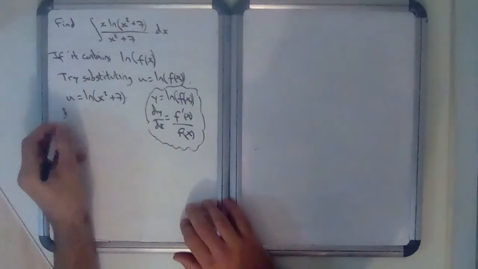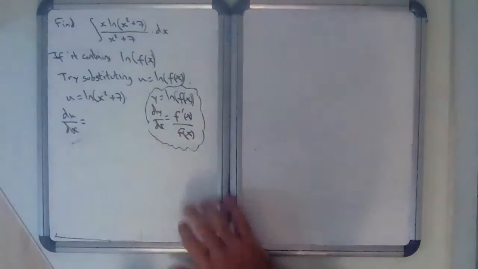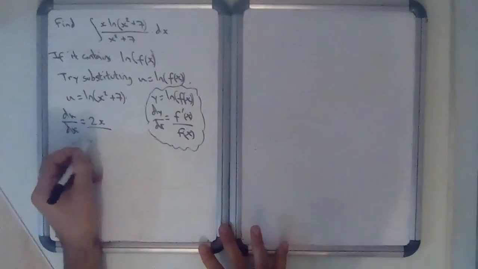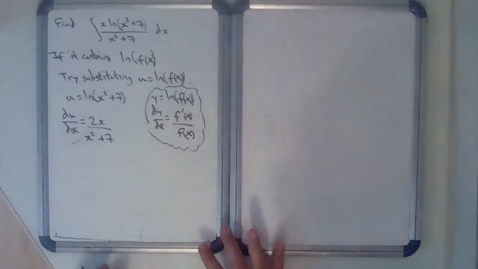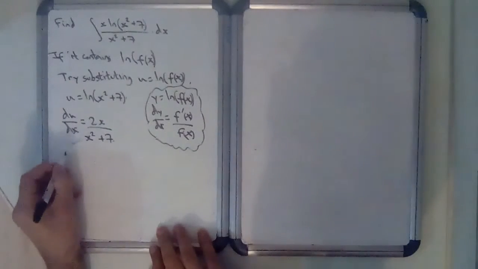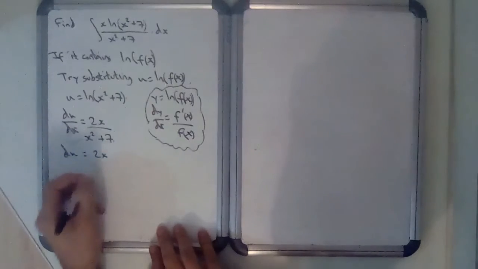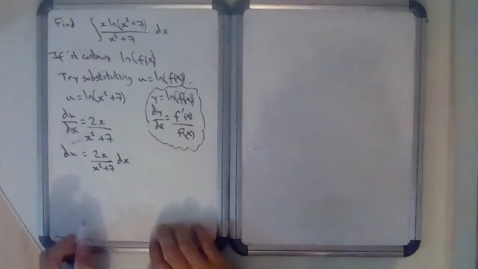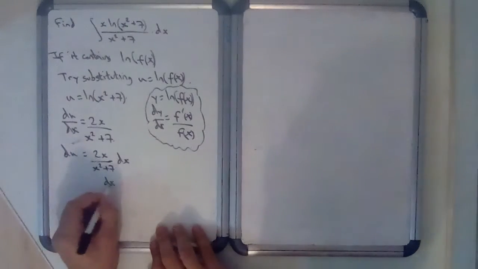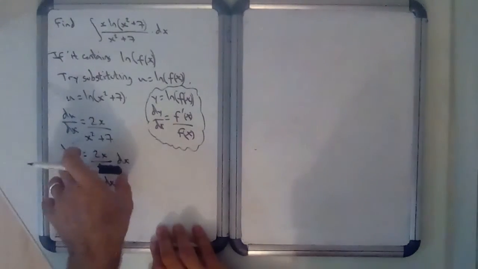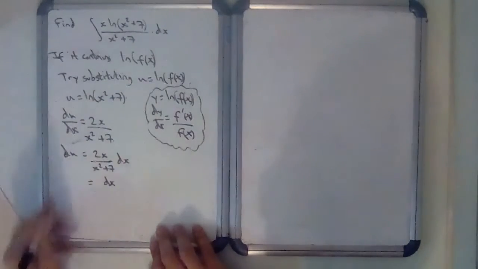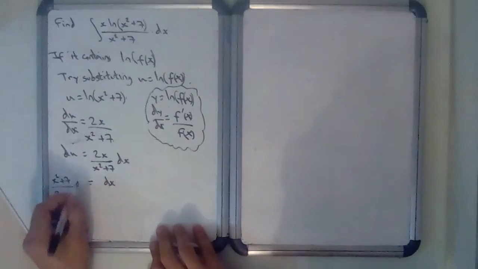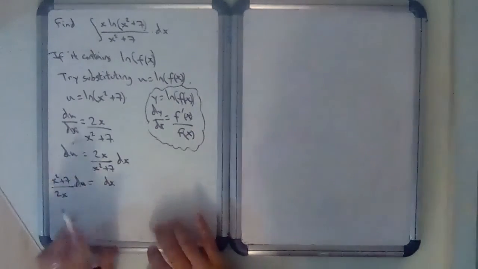So du by dx in this case is f dashed x, the derivative of the bit in the bracket, which is 2x, over f of x, x squared plus 7. So that must mean that du equals 2x over x squared plus 7 dx. To make dx the subject, we send the x squared plus 7 up there and the 2x down there, so dx equals x squared plus 7 over 2x du. So that is our substitution for dx.